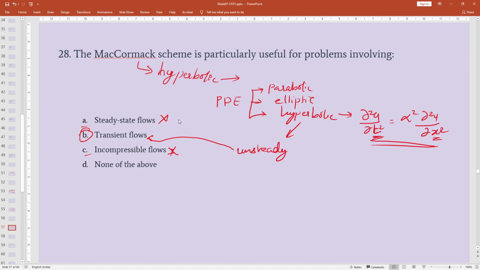So try to think in that way. Why it is used for, where it would be applicable. Hope I am clear. Okay, sir.